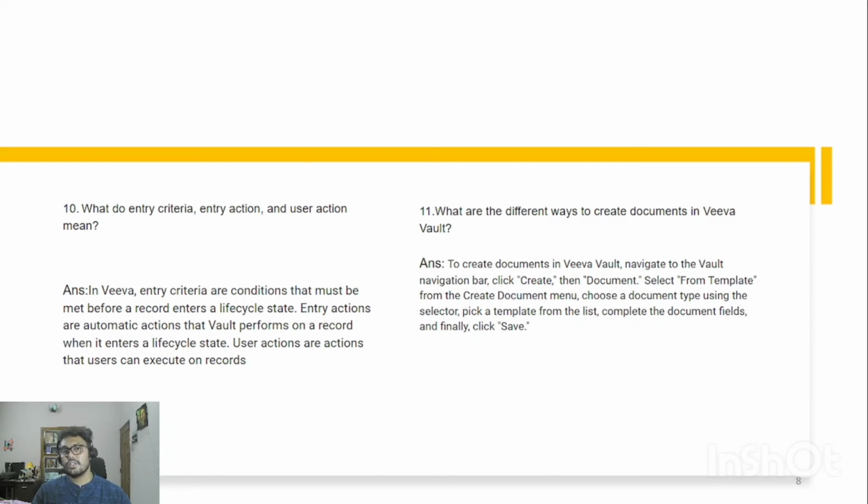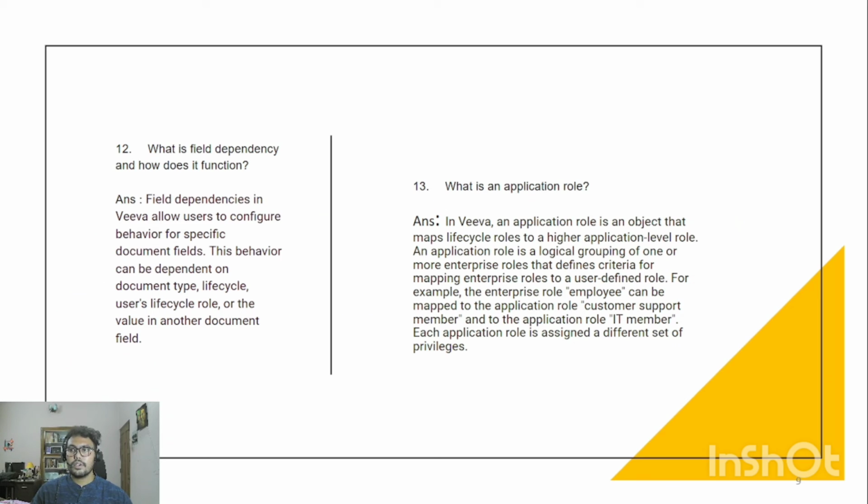And now the next question is, what are the different ways to create a document in Vault? To create a document in Vault, there are a number of ways. One is create the document, and another is select from template from the create document menu. So the user can choose the document type, subtype, and classification, and also pick a template from the list, complete the metadata of the document, and save it. That way we can create a document in Veeva Vault. Now, two questions are left.